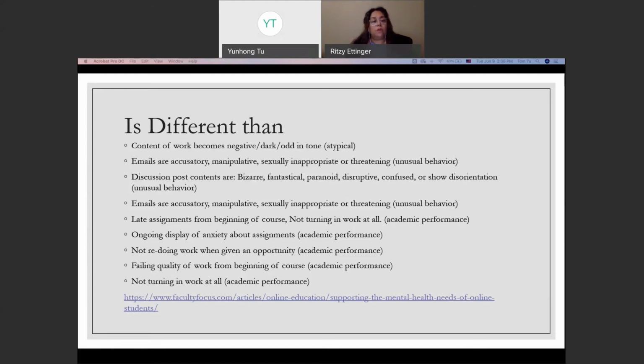That's different. If there's a failing quality of work, that's academic performance and late assignments. And I will send you this article, by the way. Anybody who's interested in getting this information, I have a document that I'm going to send out because it's very specific. But the bottom line is there are three different things. Is it impacting their academic behavior? Is it just behavior that's unusual to them because something's changed? Or is it so out of the norm that you feel you need to get help from somebody else? Okay, next.